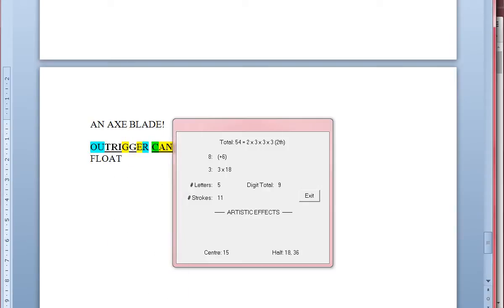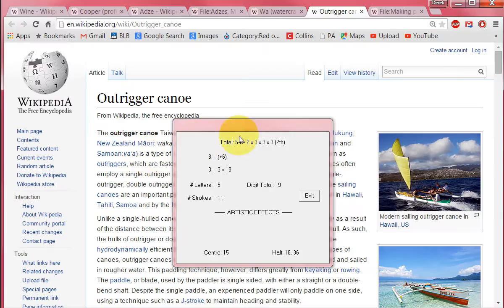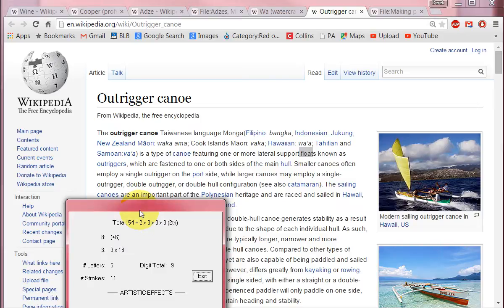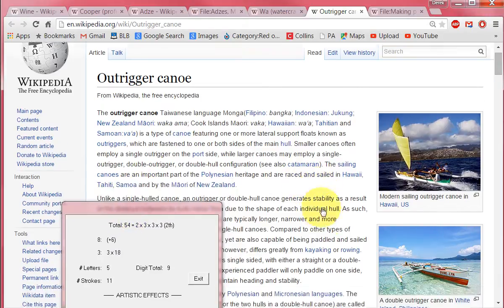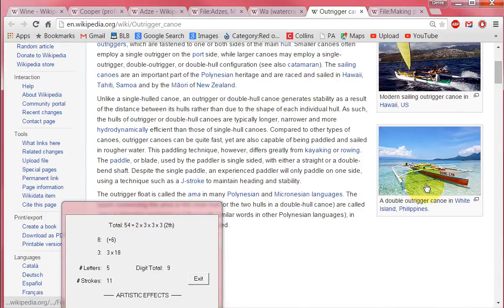Float equals love. It's composed of two 27s. Aha, so there's the classic. A double outrigger canoe. These are also called floats. Float equals love. Outrigger was loaded with love. That's so cool. A double outrigger canoe. Amazing. In White Island. Don't you just want to be there? White Island, Philippines. Double outrigger.